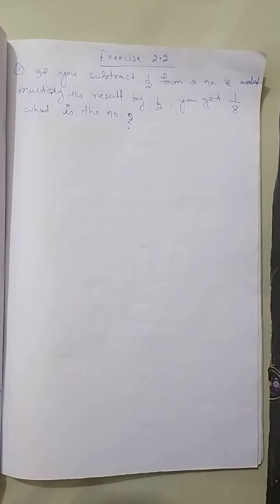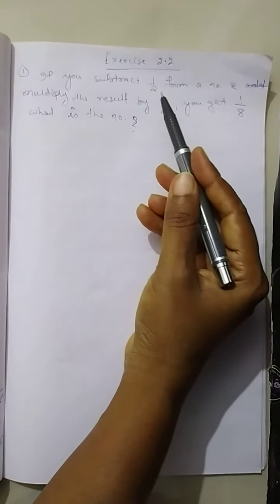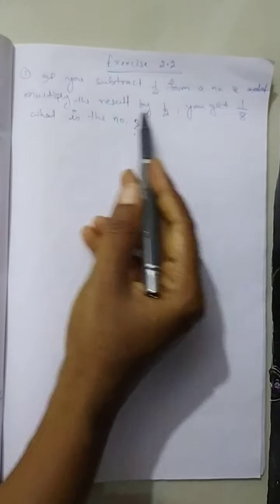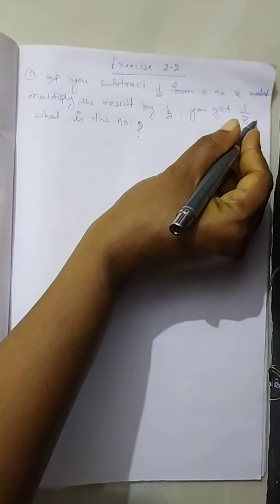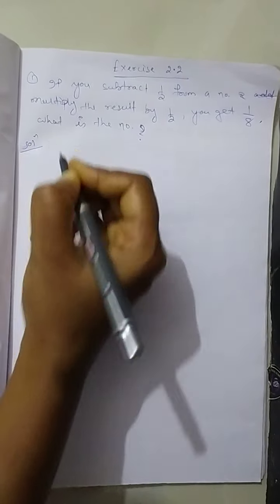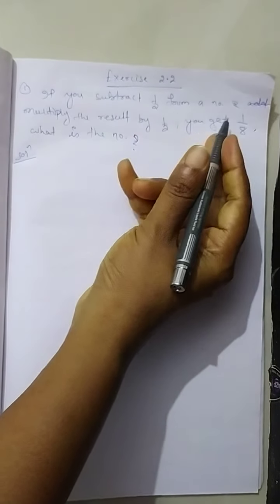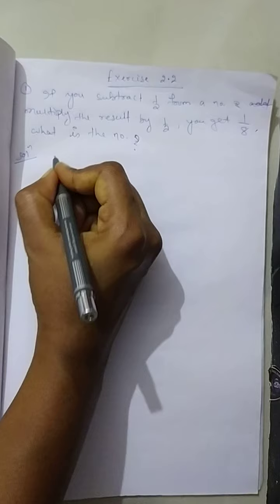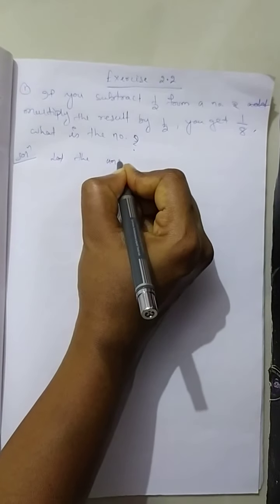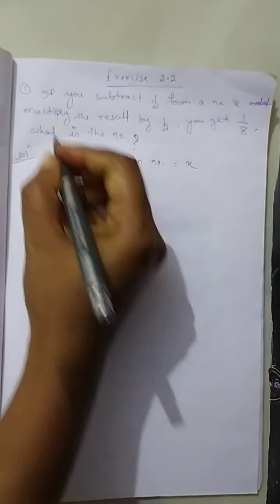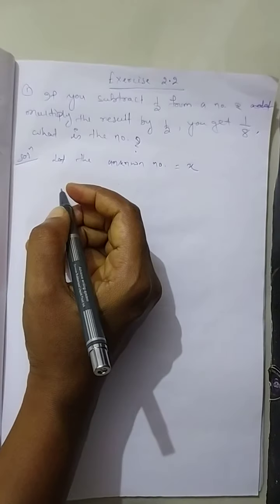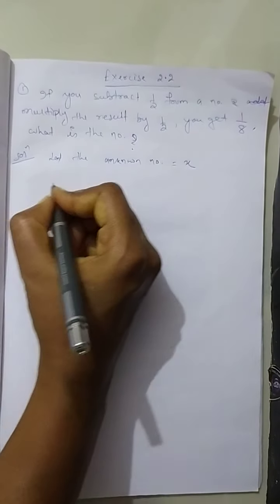Next, let's do some questions from your exercise. That is exercise 2.2, question number 1. If you subtract 1 by 2 from a number and multiply the result by half, you get 1 by 8. Then what is the number? Solution: if you subtract 1 by 2 from a number, we don't know the number, so let the unknown number be x. If you subtract 1 by 2 from a number, what will be the equation?